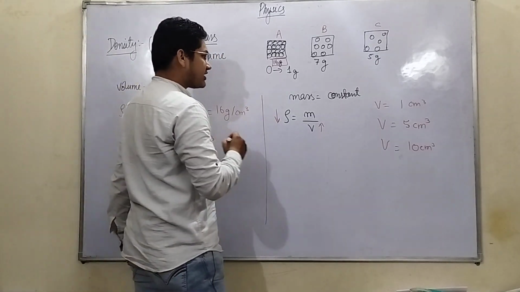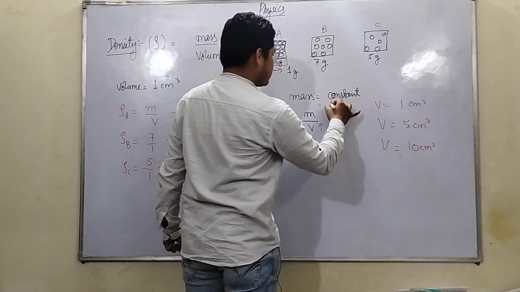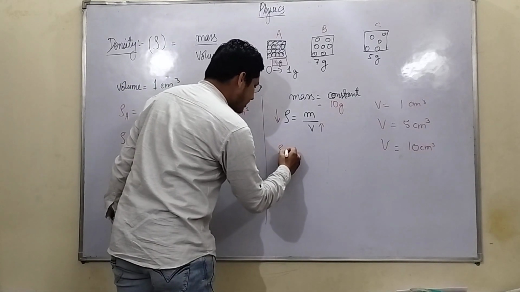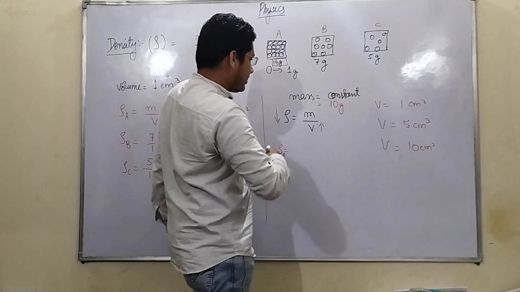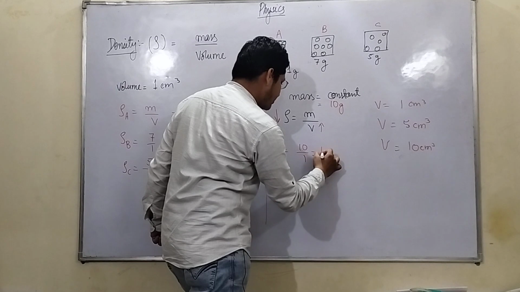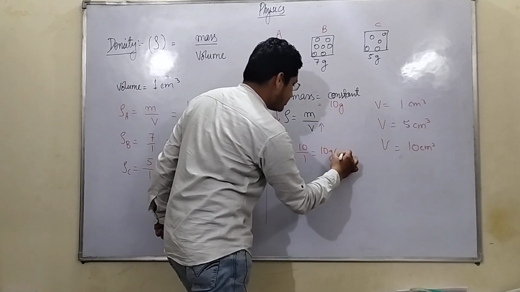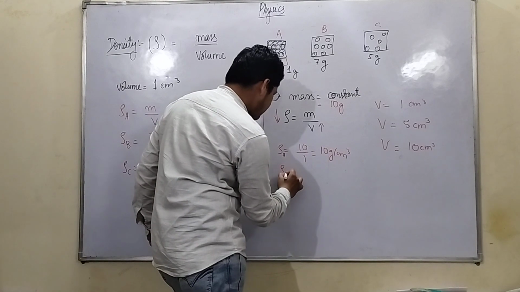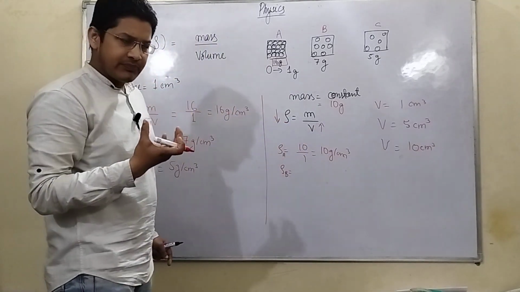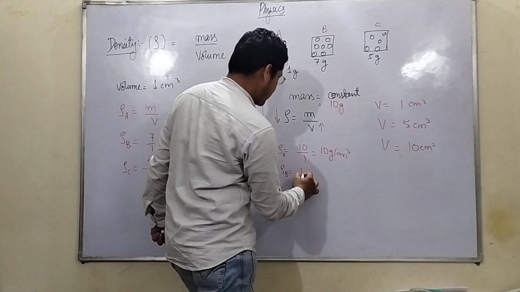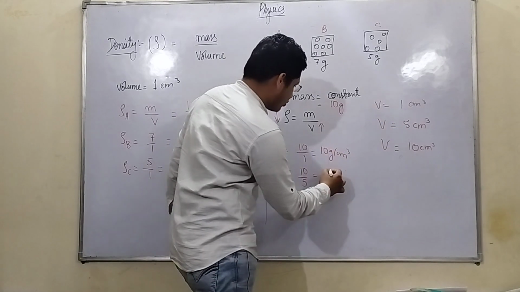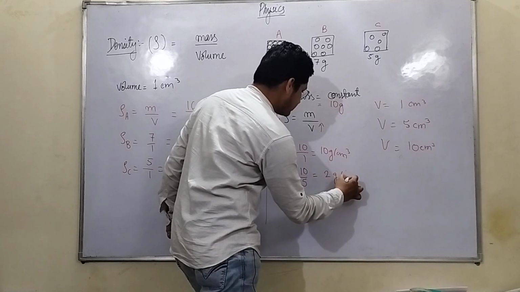Let's try to understand with an example. Let's say the mass of these balls is 10 gram. So what will be the density in case 1? Density will be mass per unit volume. Mass is 10, volume is 1. So in the first case, density will be 10 gram per centimeter cube. In case 2, mass remains constant, we are looking at the mass of those balls only. So 10, volume is 5. So what will come? 2 gram per centimeter cube.